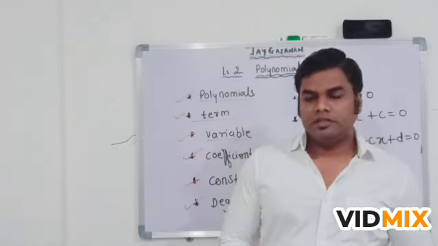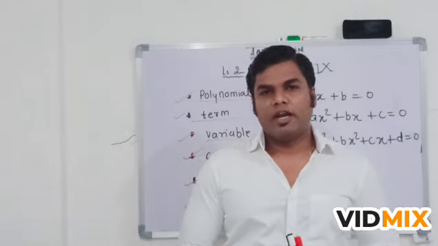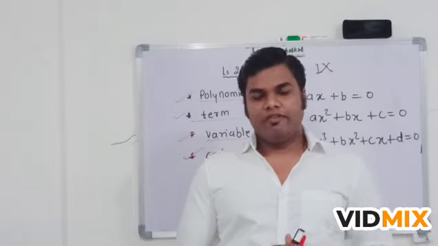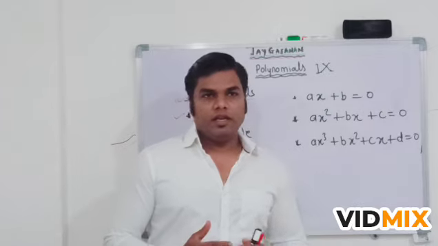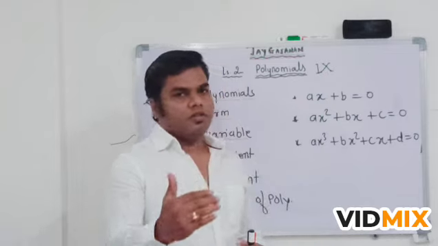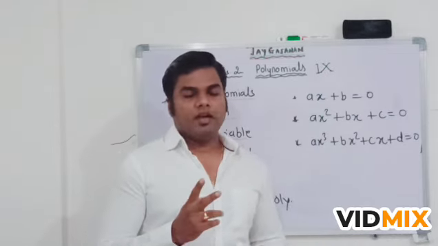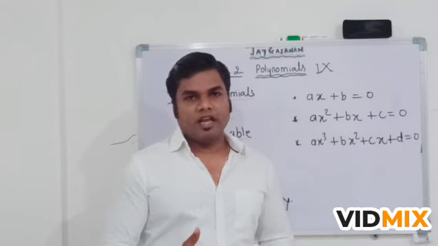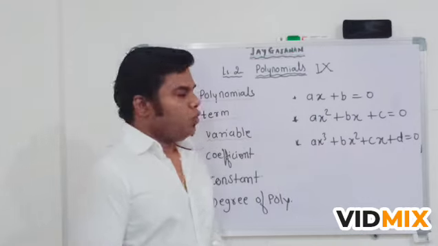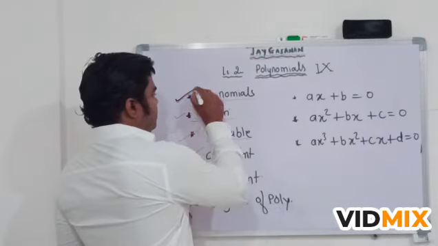Now, polynomial is an expression or an algebraic expression having more than two terms. That is called a polynomial. That is the only definition of it. Now, we have to see what is an algebraic expression and what are terms, and what things are involved in a polynomial. But the definition is: an algebraic expression having more than two terms. So this is polynomial, which is done.